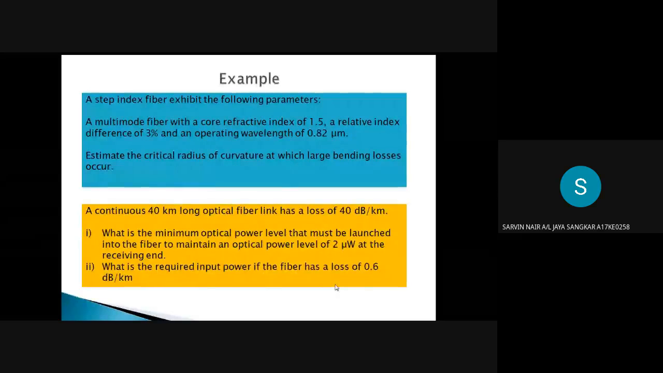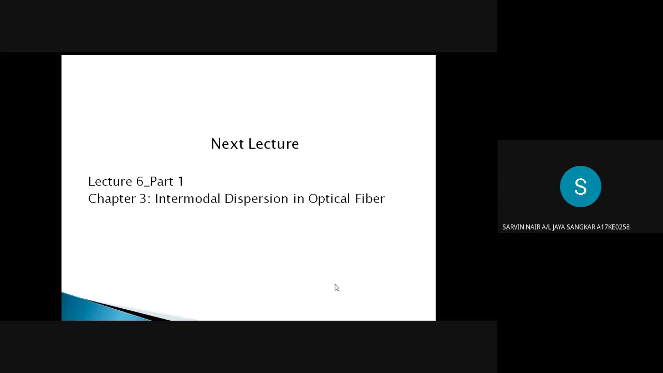Is there any questions regarding this attenuation so far? No, Doctor. Hopefully you understand it clearly. Yes. Okay, good. So that will be the end of lecture 5. Alhamdulillah, we have done with the attenuation. Hopefully you can understand it very well.